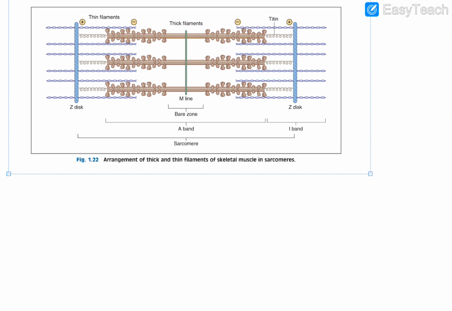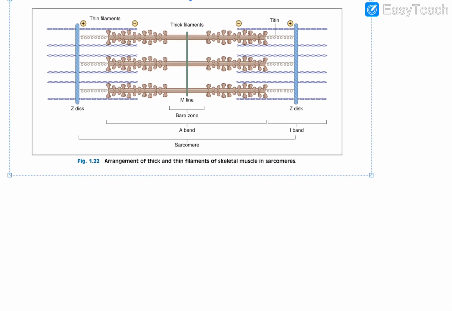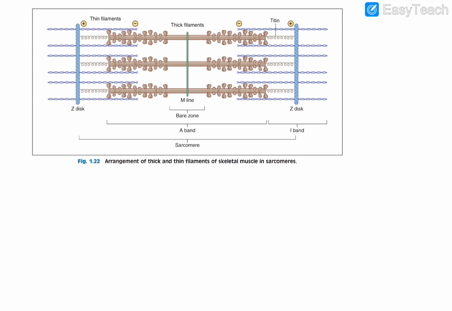And we can see a band which runs from here to here, a band where there is overlap of the thick filament and the thin filament. And this is the bare zone. We can see that there is no overlap of thick filament and thin filament over here.